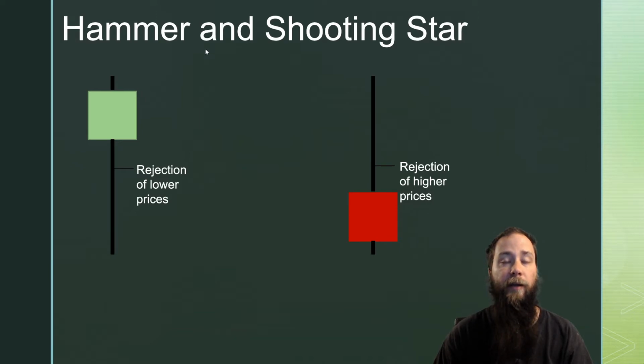Okay? And then over here, just the opposite. The price opens up here, went all the way up, but then closed down here, and that's a rejection of higher prices, and that's a shooting star. So this is also a bearish sign right here. This is a bullish sign. This is a bearish sign. So hammer is bullish, shooting star is bearish.